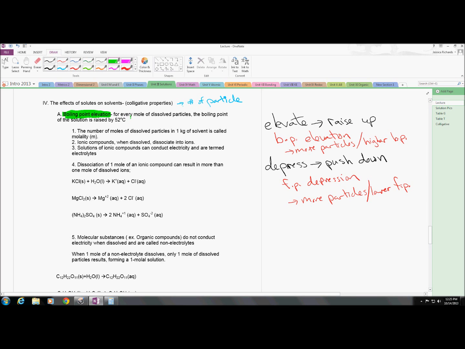For every mole of particles, we raise the boiling point of our solution by 0.52 degrees Celsius. Why aren't you writing that down? 0.52 degrees Celsius. That's a huge typo in the notes, so please fix it. For every 1 mole of particles, the boiling point goes up by 0.52, about half a degree.